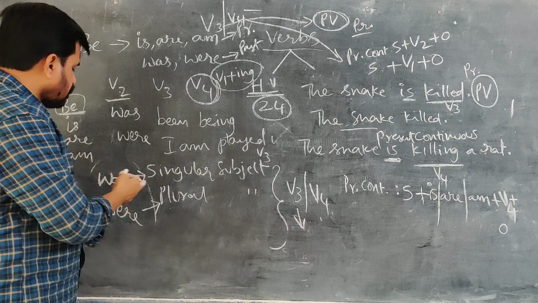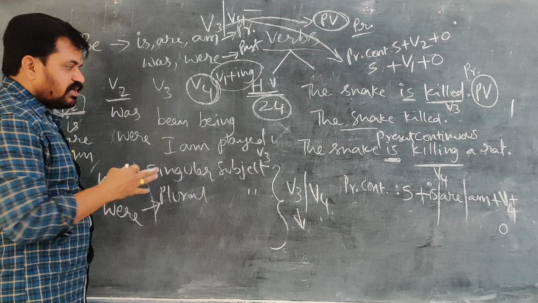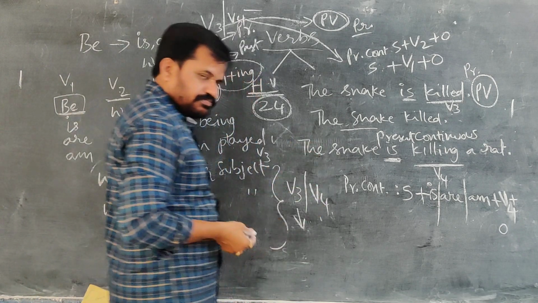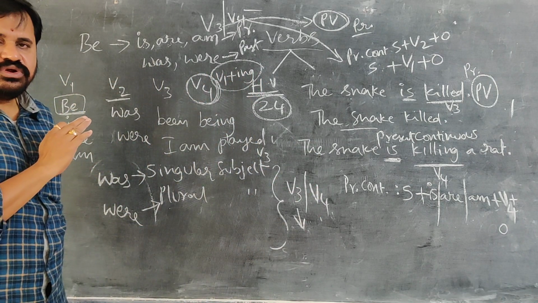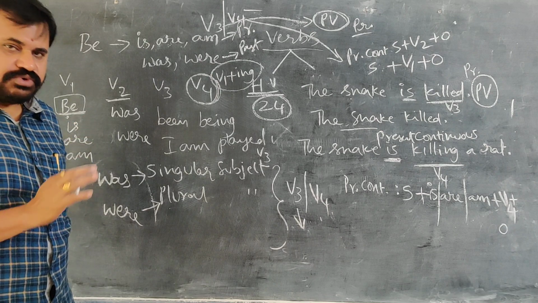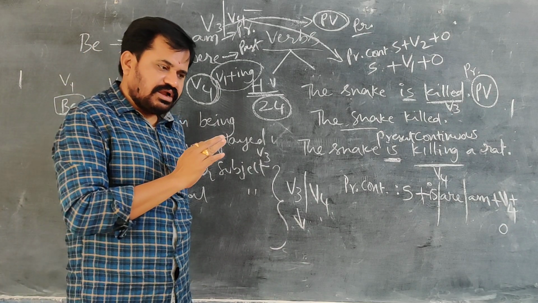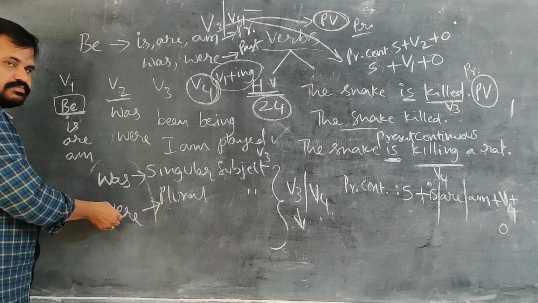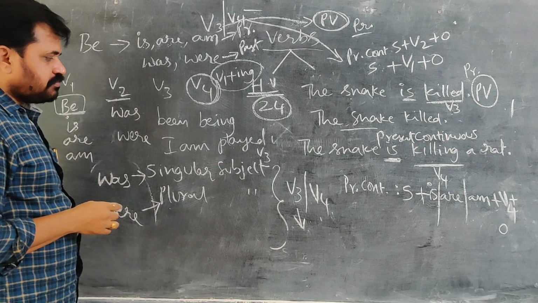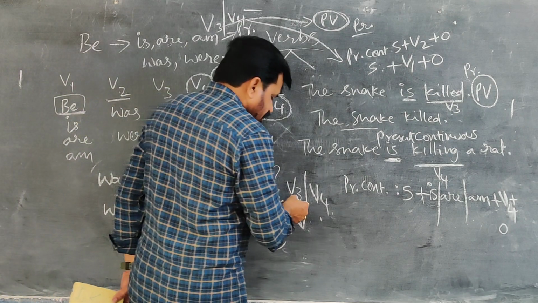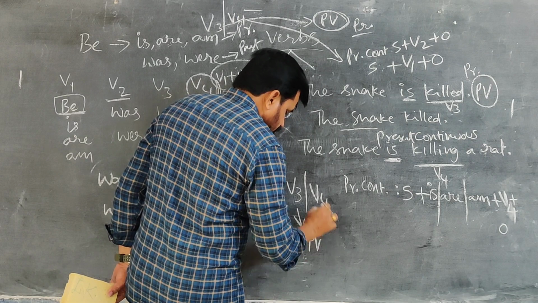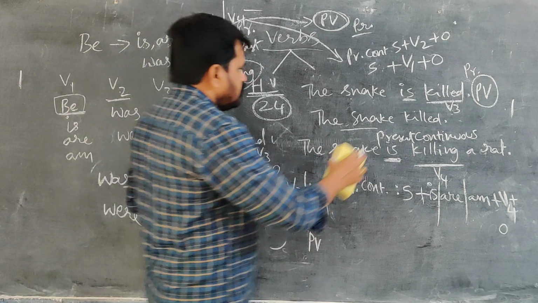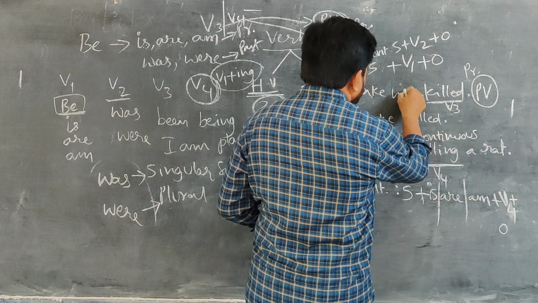In the same manner, after was, were, we are eligible to use only either V3 or V4. V1, V2 don't come here. We are not at all eligible to use V1 or V2 after these two, like is or am. When we use V3, it becomes passive voice. Which passive voice it becomes means here: the snake was killed.